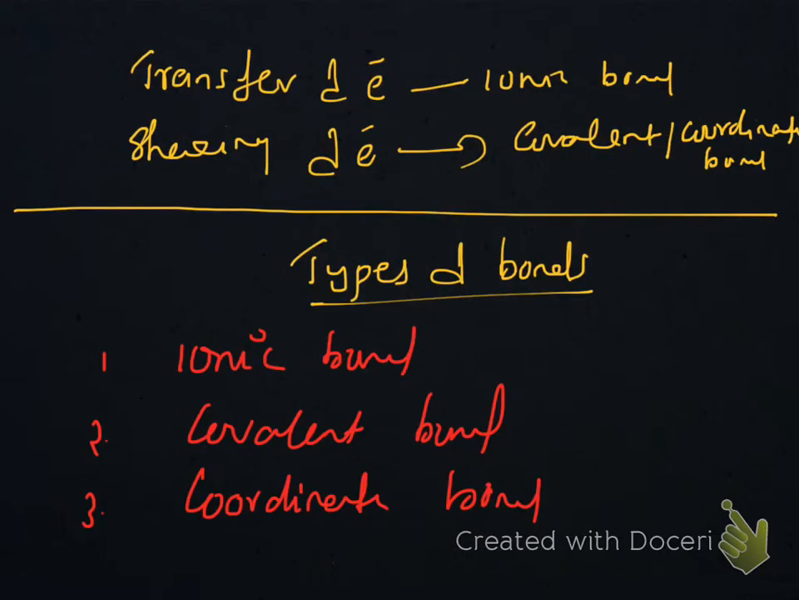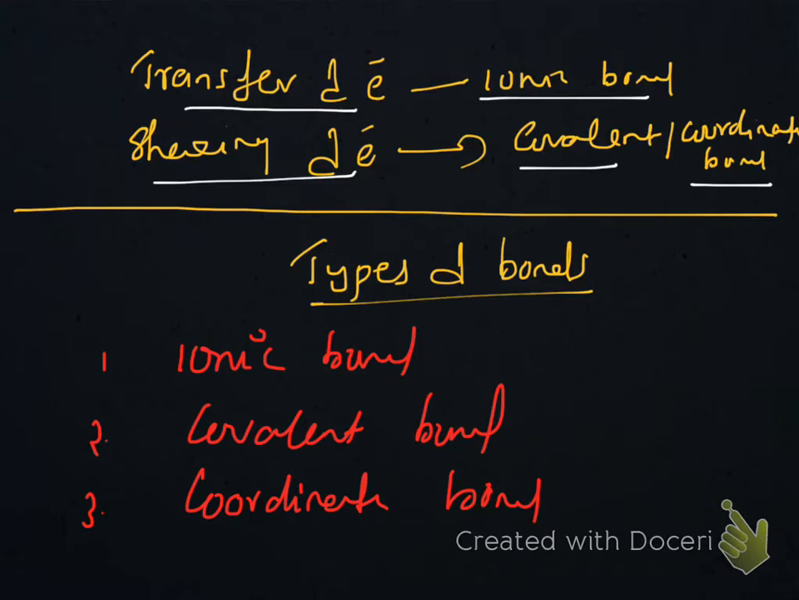To get 8 electrons in the valence shell, atoms have two possibilities. Either they can transfer electrons or they can share electrons. If atoms transfer electrons from one atom to another, the bond formed is ionic in nature. If they share the electrons, we have two possibilities: covalent bond and coordinate bond.